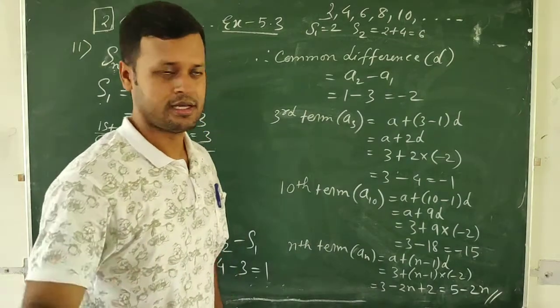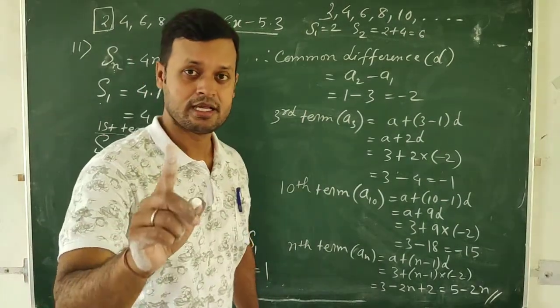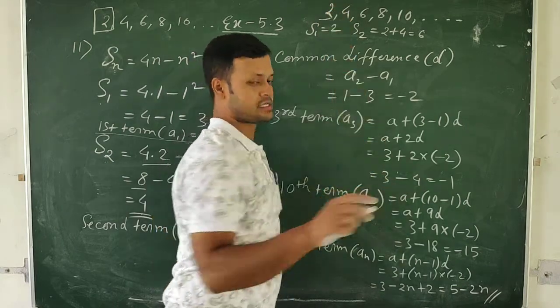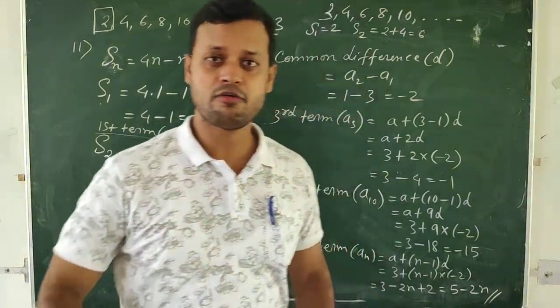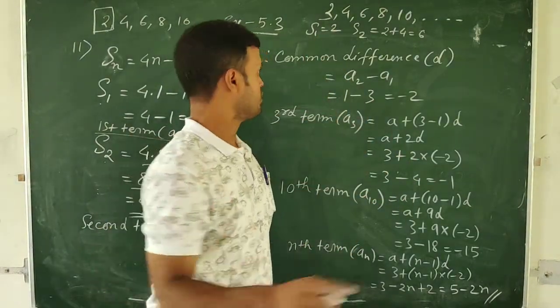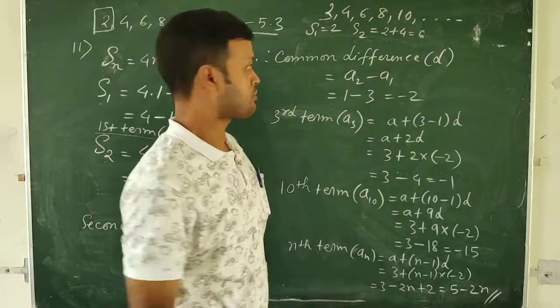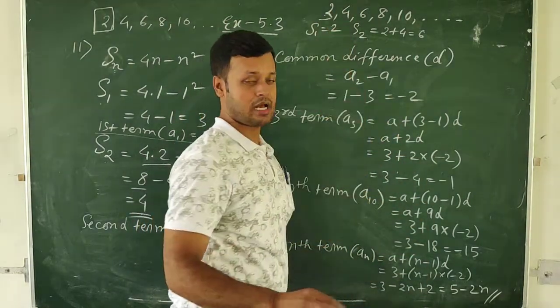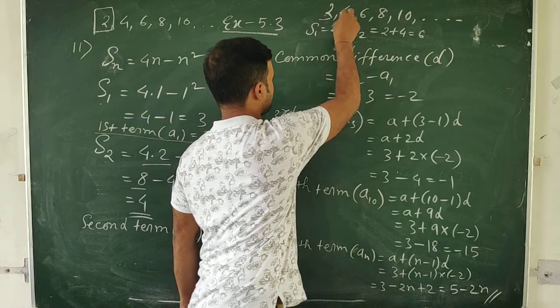Look very carefully. Sum of one term means, students, only the first term I will take. So sum of one term is what? 2. Sum of two terms will be the first one and the second one. So sum of the first two terms will be 2 plus 4, how much?